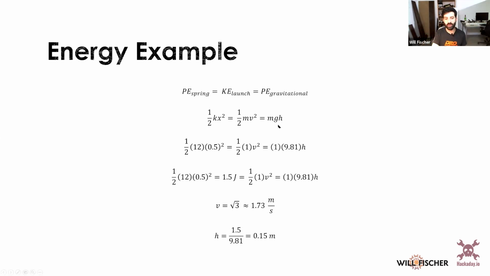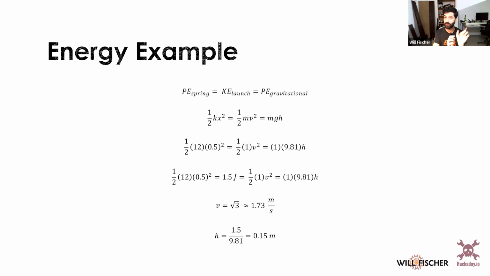So you can see there that I've taken this value, 12 times 0.5 squared. So that's, what, 1.5 joules is my unit here. And then I'm going to see what 1.5 joules of energy will do in terms of the launch velocity. That is the velocity it's moving right as it leaves the spring. And then I'm going to convert that velocity into height.